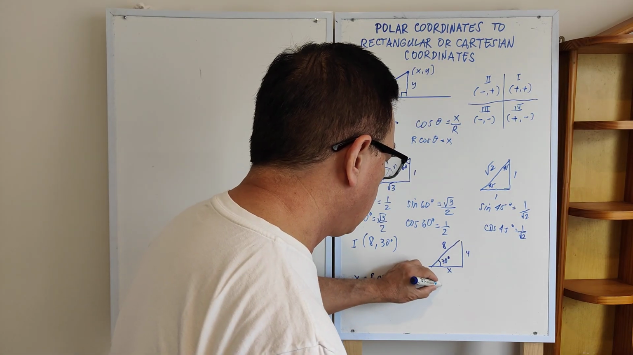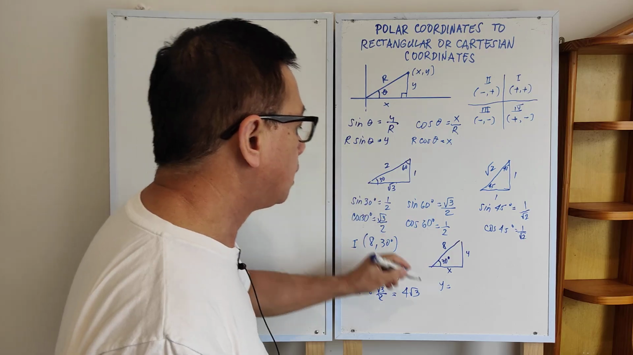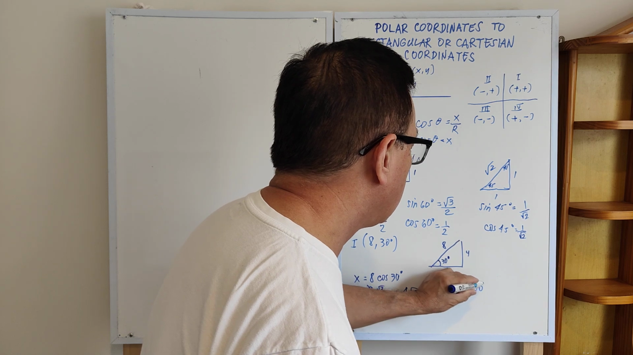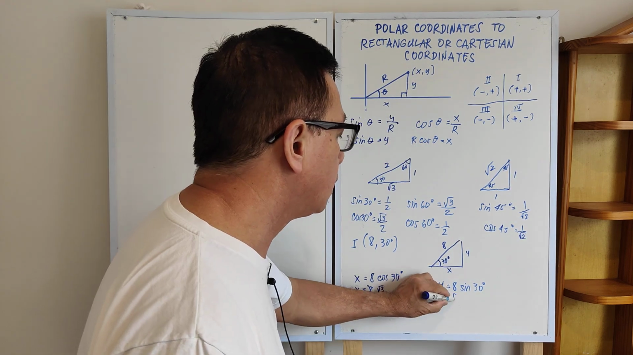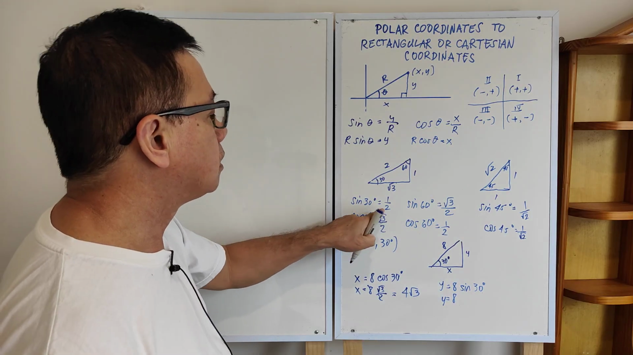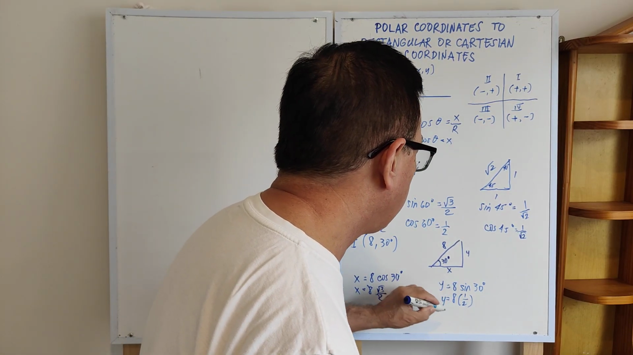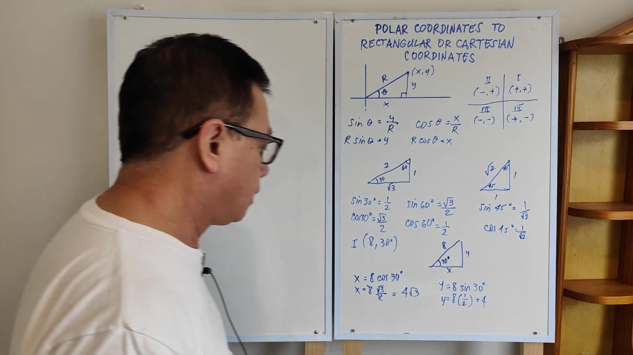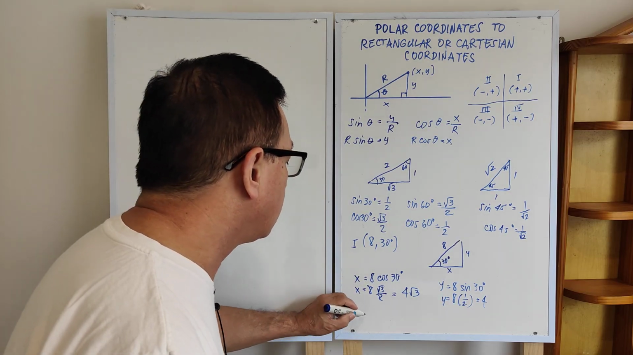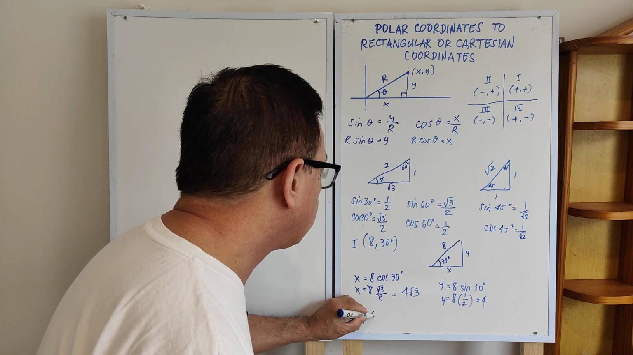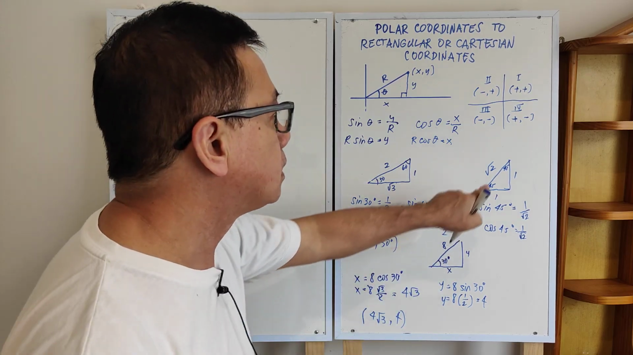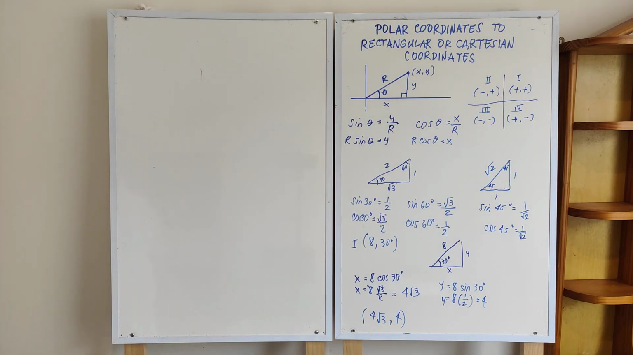Now your y is r sine theta, so 8 sine of 30 degrees. So y is equal to 8, and sine of 30 is 1/2. So 8 times 1/2, your y is 8 divided by 2, which is 4. So your Cartesian coordinate is x is 4 square root of 3 and y is 4. They are both positive because they are in the first quadrant. So this is your answer for example 1.